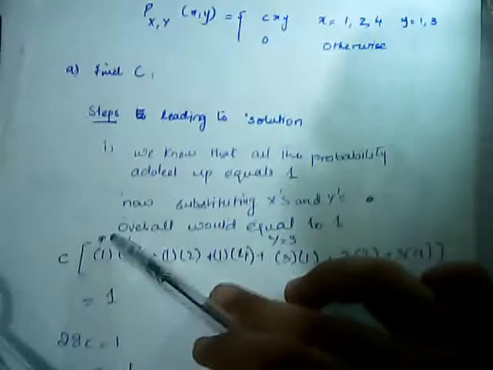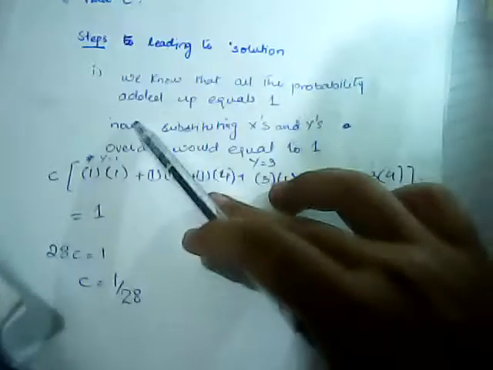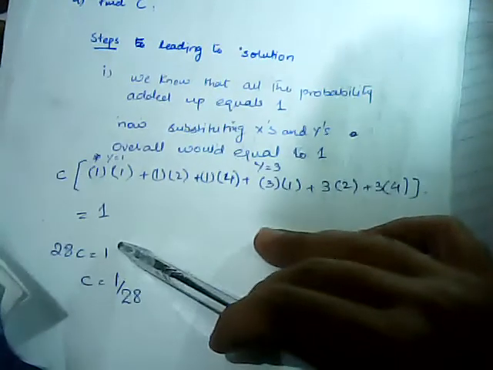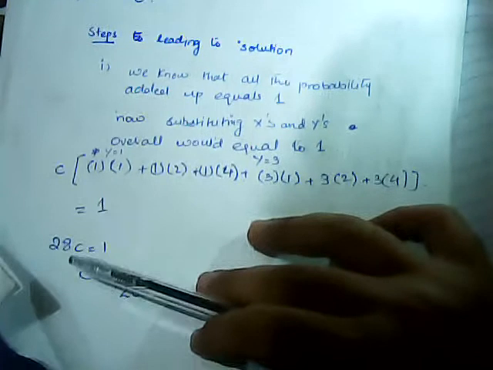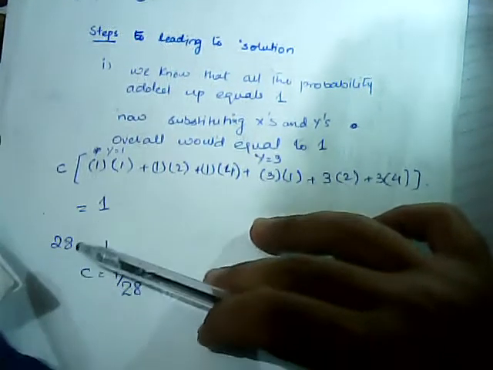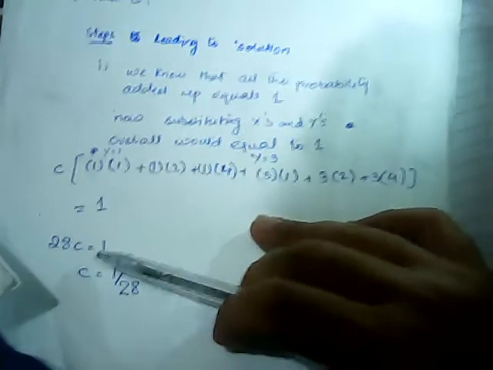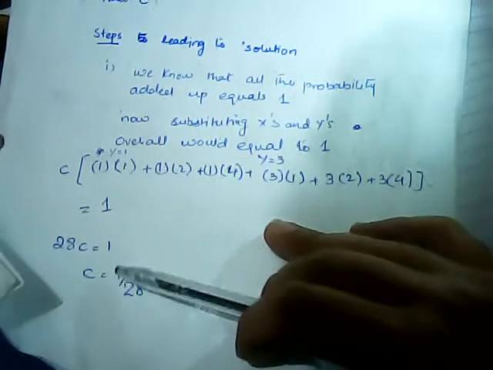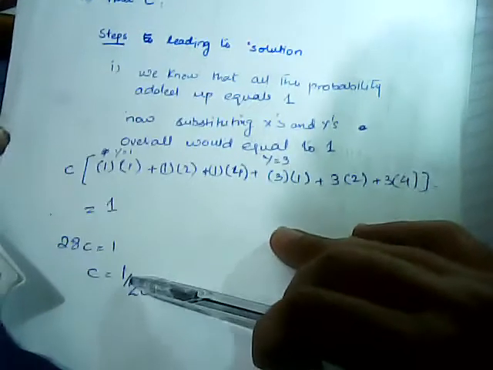Now looking at the case, we have a total of 28 and C multiplied with it equals 1, and then dividing 1 by 28, you get your C.